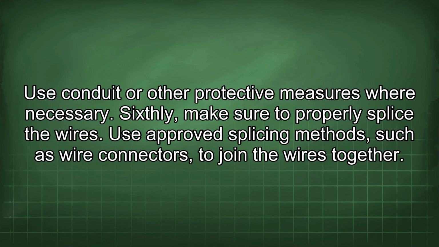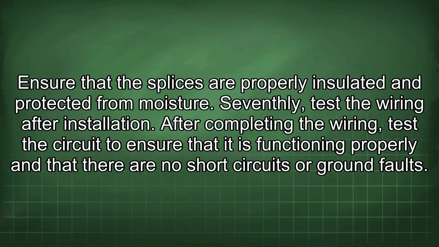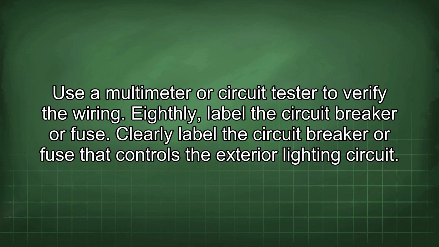Sixthly, make sure to properly splice the wires. Use approved splicing methods such as wire connectors to join the wires together. Ensure that the splices are properly insulated and protected from moisture. Seventhly, test the wiring after installation. After completing the wiring, test the circuit to ensure that it is functioning properly and that there are no short circuits or ground faults. Use a multimeter or circuit tester to verify the wiring.